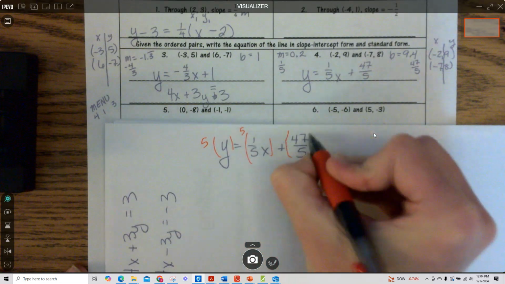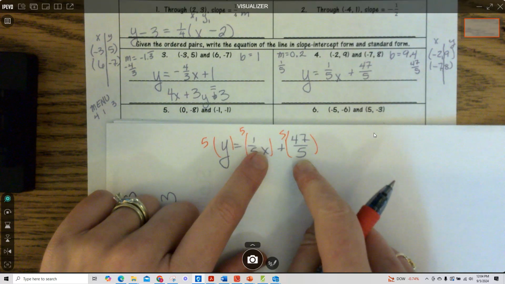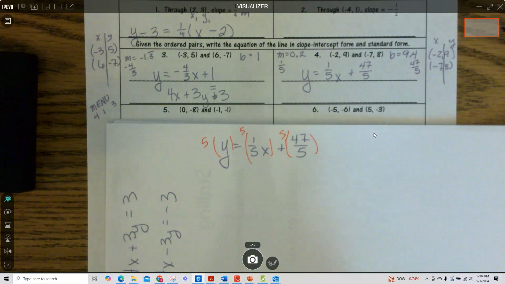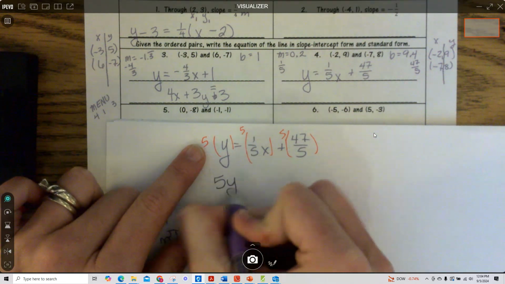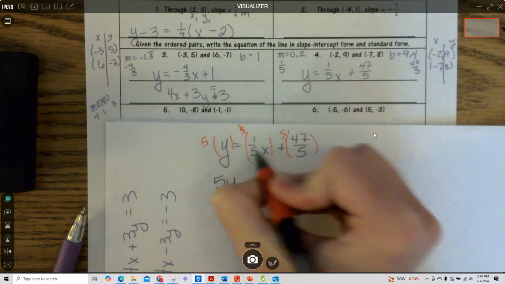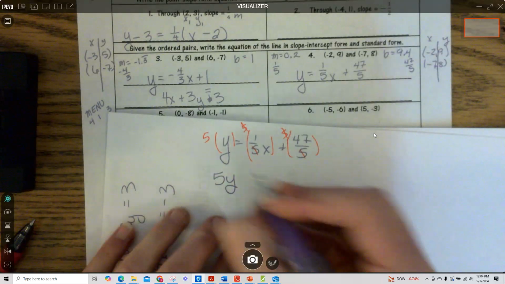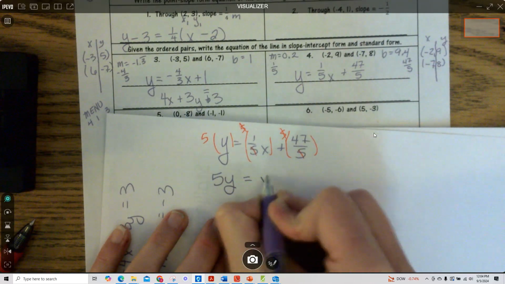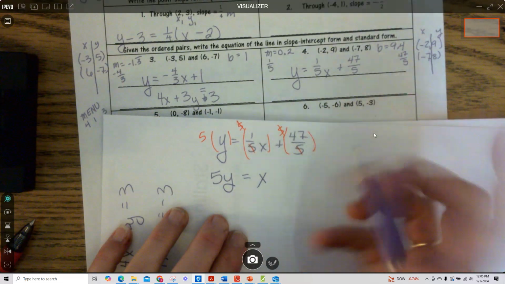What do I do if those bottoms are different numbers? I'll show you one where the bottoms are different. Okay? All right, so this is 5y. And then this cancels, this cancels. So I'm left with a 1x. We don't write 1x. We write x. And then we've got a 47 here.